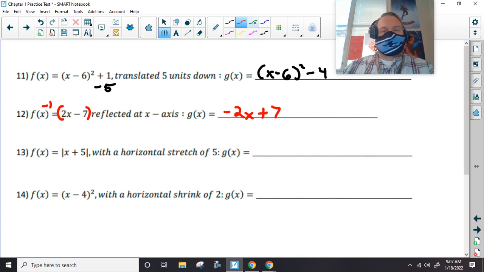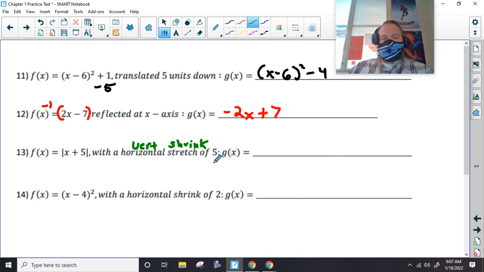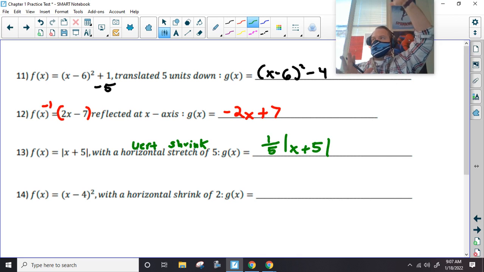Now, this has a horizontal stretch, which is the same thing as a vertical shrink or compress. So instead of multiplying it by 5, we actually multiply it by 1/5. And that's the one, remember, horizontal stretch is the same thing as a vertical shrink or compress. And a vertical shrink or compress is when it's a fraction.